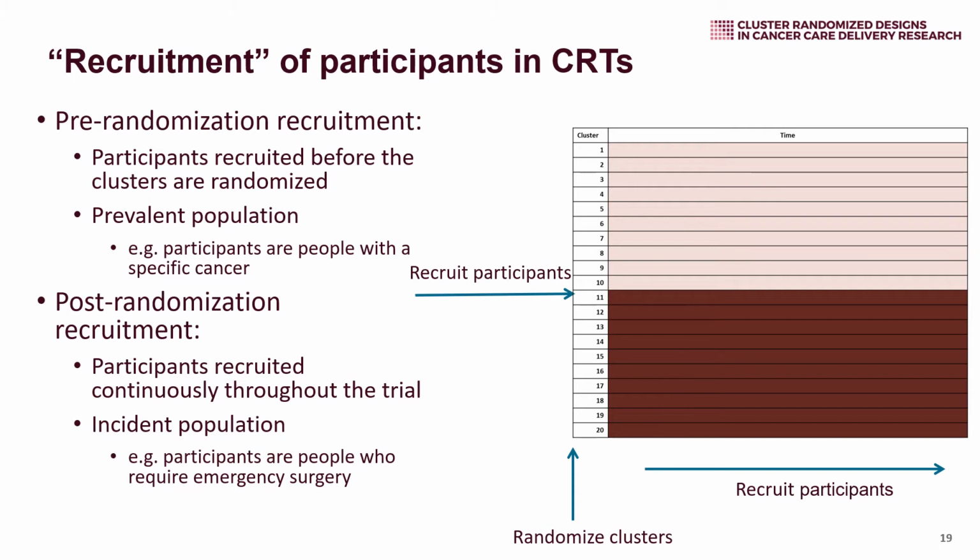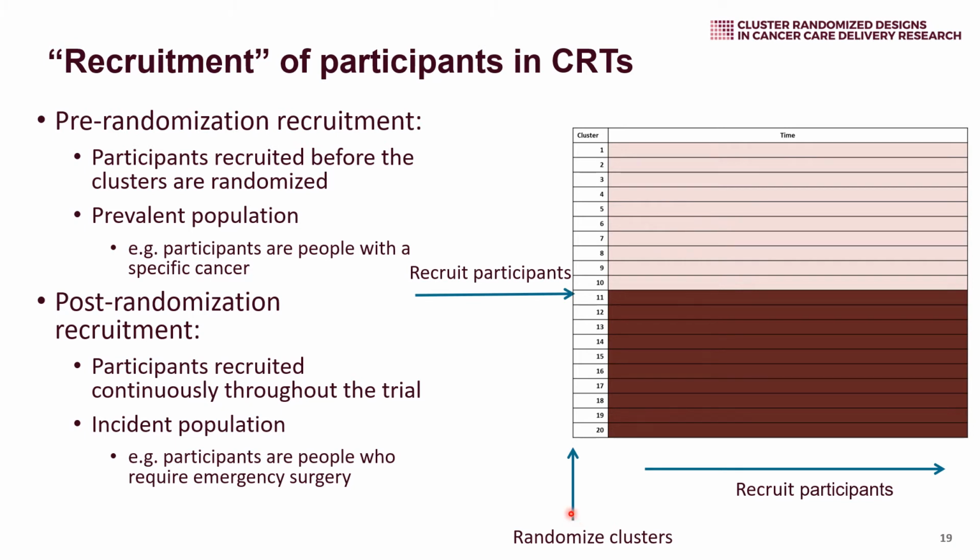So in a trial that has pre-randomization recruitment, all of the participants are recruited before the clusters are randomized. And after all of the participants are recruited, the clusters are then randomized. Now, this type of trial design only works in what we might call a prevalent population. So, for example, participants who are already available and meeting the eligibility criteria, perhaps they have a specific type of cancer, and that forms the eligibility criteria. So those eligible participants can be recruited, and after they have been recruited, the clusters are randomized.